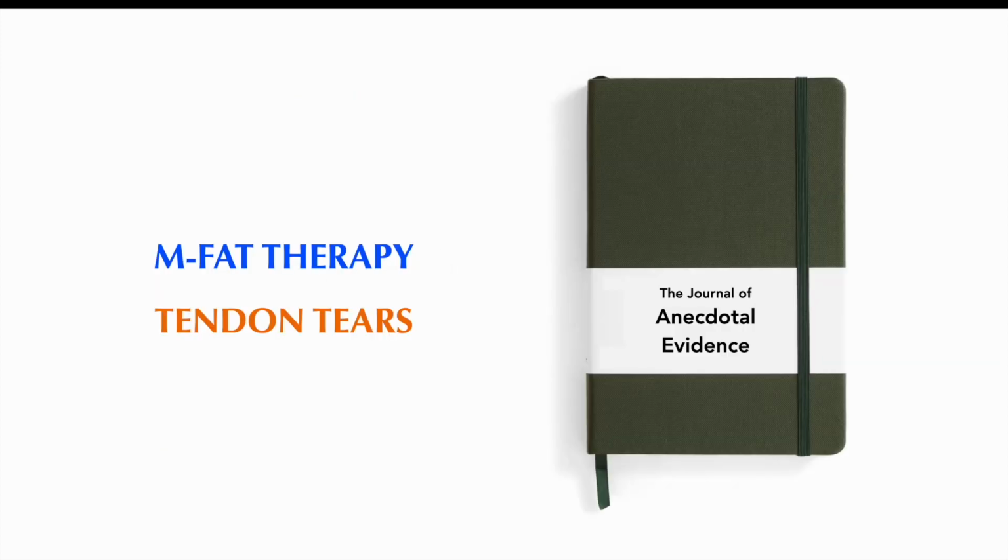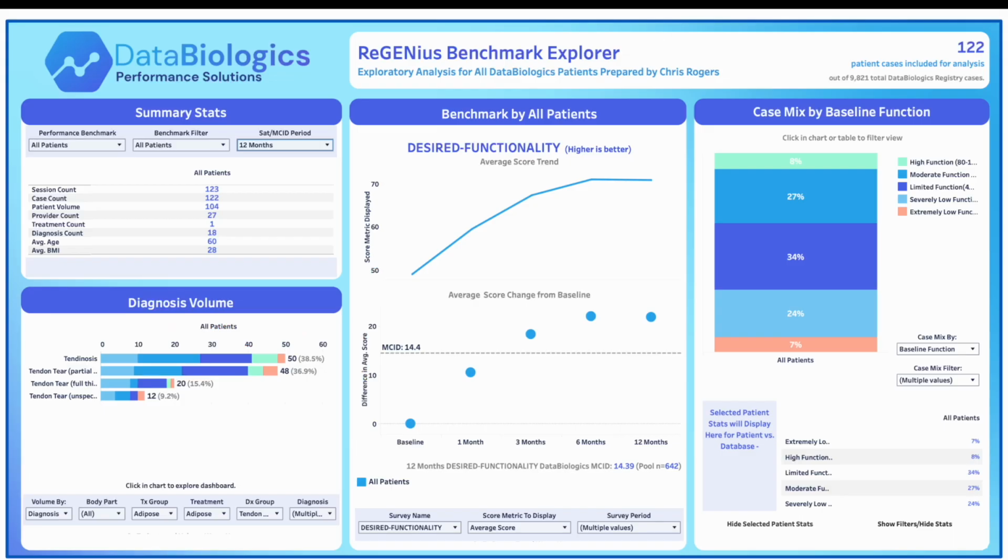Now, you don't see a lot published about MFAT in tendon tears, but I personally think this is an area that needs further study. This is, again, from our Data Biologics registry, and we're able to look at just those patients who were treated for tendinopathy, partial or full thickness tendon tears. Specifically, I chose adipose. You can see we have 122 patients in this analysis across 27 different providers, and so thank you to those of you who are participating in this data collection. And these are patients who had just received a single treatment.